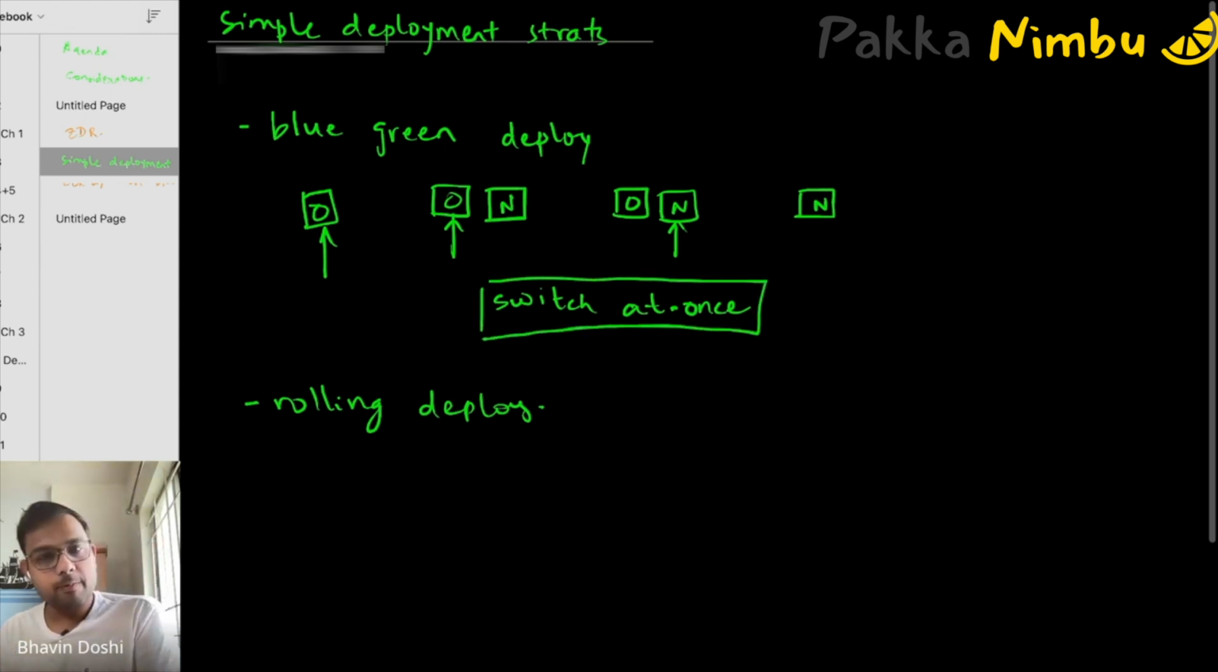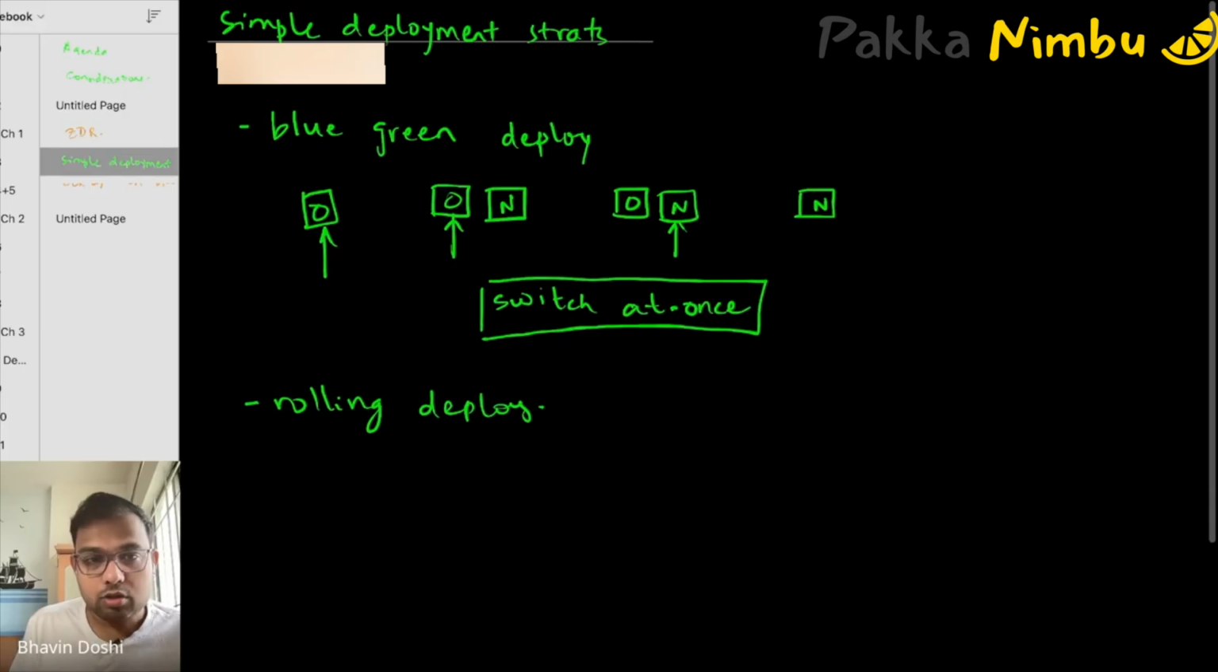What is rolling deployment? In rolling deployment, at the same time, your old deployment and the new deployment are serving traffic. But as time progresses, you delete the machines or the instances for your old pod, and all the pods or the machines for the new deployment will take over. But it's gradual.